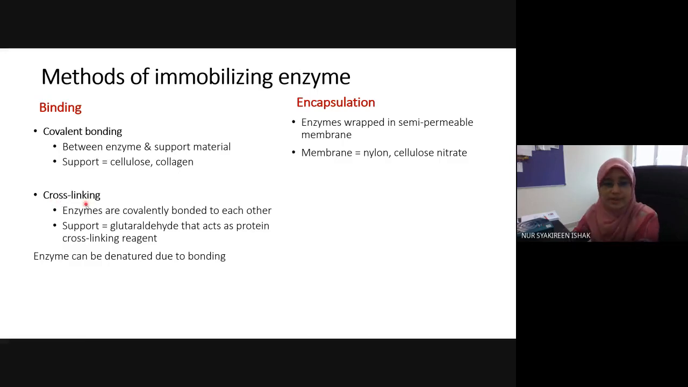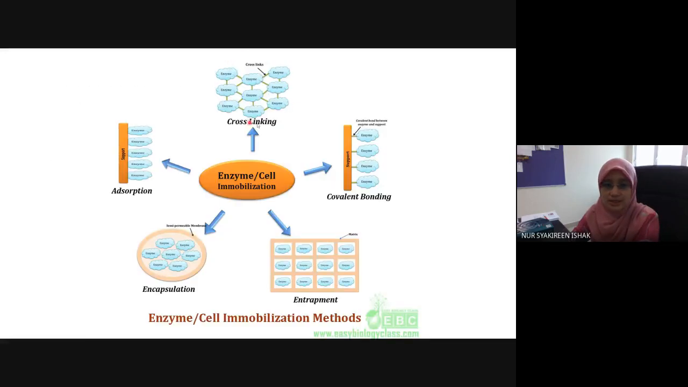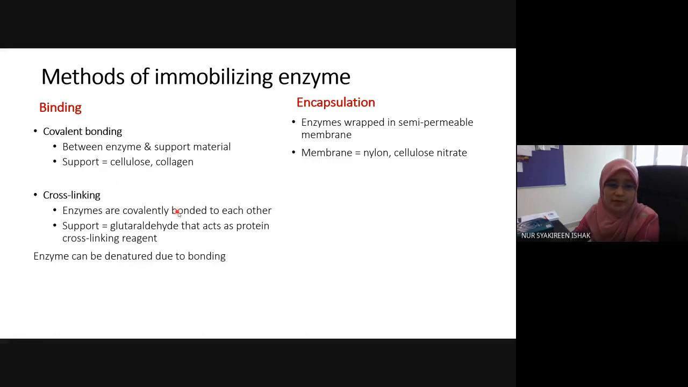And then for cross-linking, you cross-link the enzymes together, through the formation of bonds. So enzymes are covalently bonded to each other. The support can be made up of glutaraldehyde that acts as a protein cross-linking agent. And what is the disadvantage? The disadvantage of binding is that it can cause the enzyme to be denatured, due to the formation of bonds.